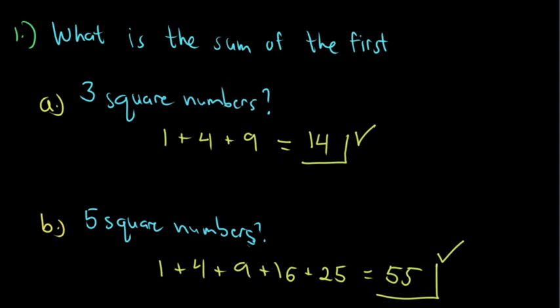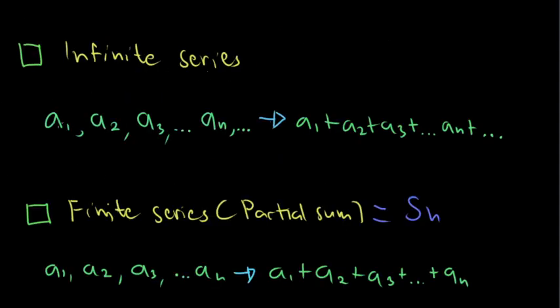Ano ba yung iba't ibang uri ng series? Meron lang tayong dalawa. The first one is the infinite series. Ano siya? Siya basically ay yung sum ng isang infinite sequence. So you have a sequence, let's say a sub 1, a sub 2, a sub 3, all the way up to a sub n, the last term that you could think of, and then kaya siya infinite kasi ayun, merong tatlong tuldok, merong ellipses, meaning this goes on forever.